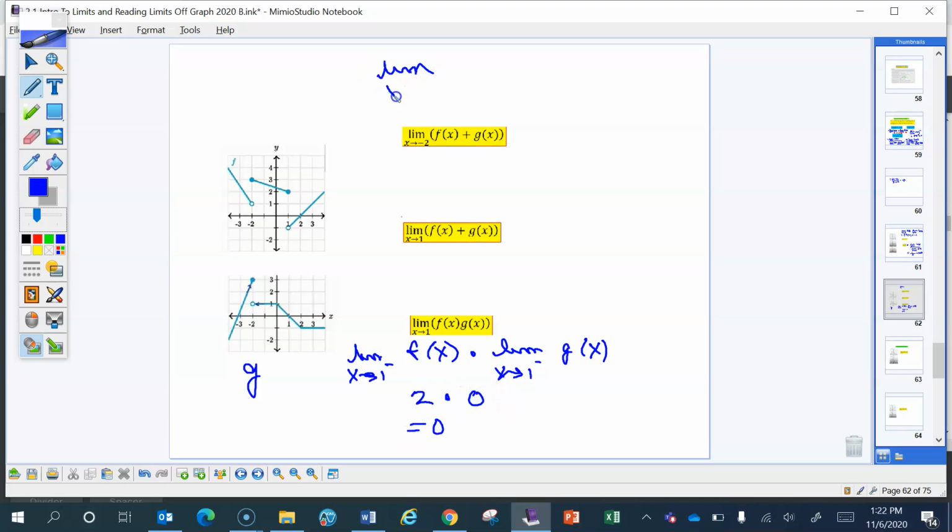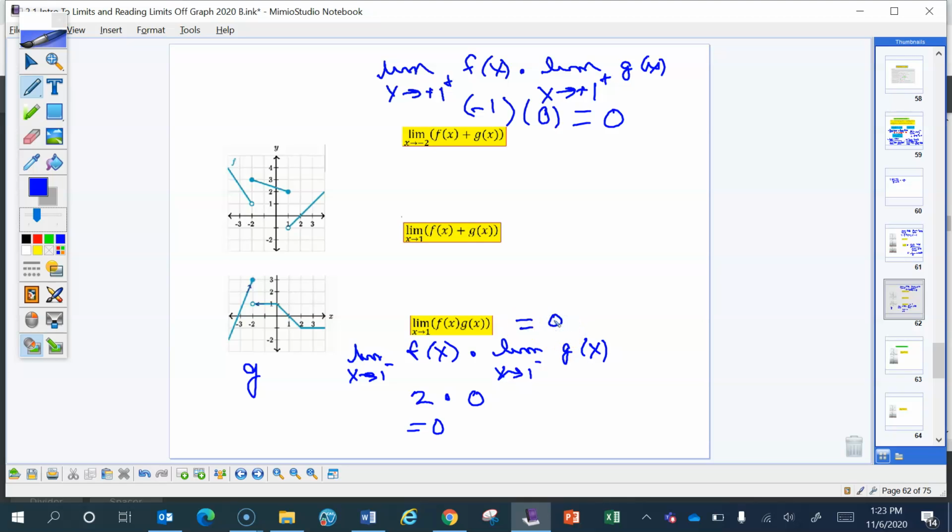And now if I do the limit as x approaches, sorry, not -1, +1 from the positive side of f of x times the limit as x approaches 1 from the positive side of g of x. Well, coming from the positive side of f, this is going to be -1. And the positive side of g is 0. So this too is 0. So therefore, we could say that the limit as x approaches 1 of f of x times g of x is going to equal 0.